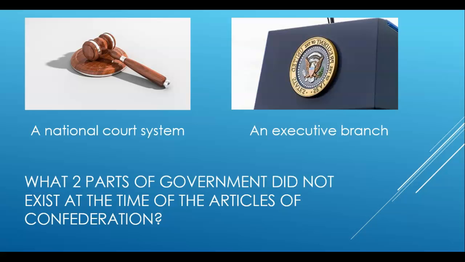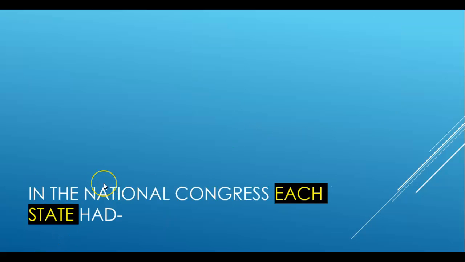So today we have a 3-branch government, and back then they had a 1-branch, which was kind of problematic because they could make laws, but they had no court system to interpret them, and they also had no executive branch to enforce them. The next part is asking you about how the actual government worked.